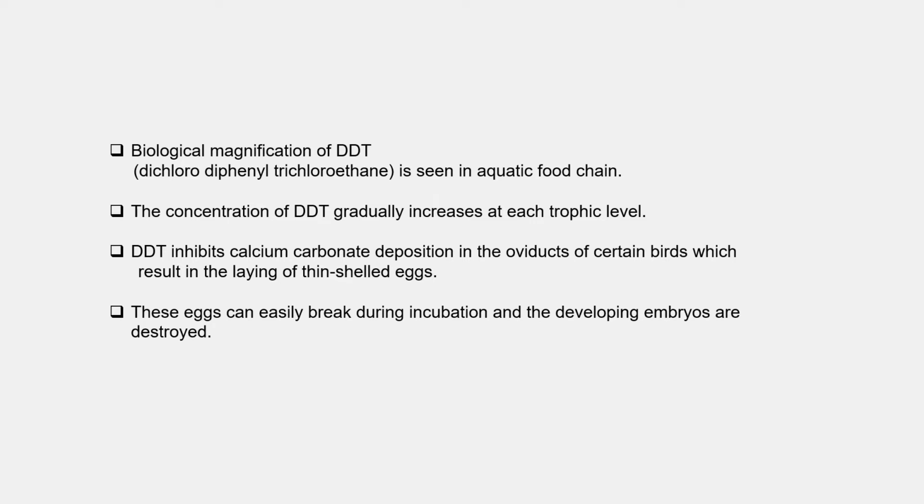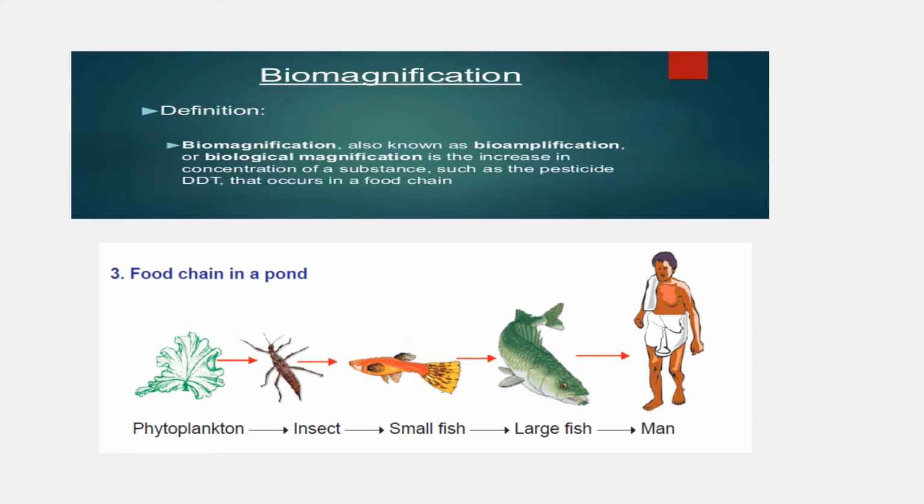Okay, what is the expansion of DDT? Dichloro, diphenyl, trichloroethane. And that is commonly seen in aquatic food chain. Right? Now see the figure. First phytoplankton, second insect, then zooplankton. So phytoplankton is eaten by insect, that insect is eaten by small fish, and small fish is eaten by large fish, which is eaten by man.